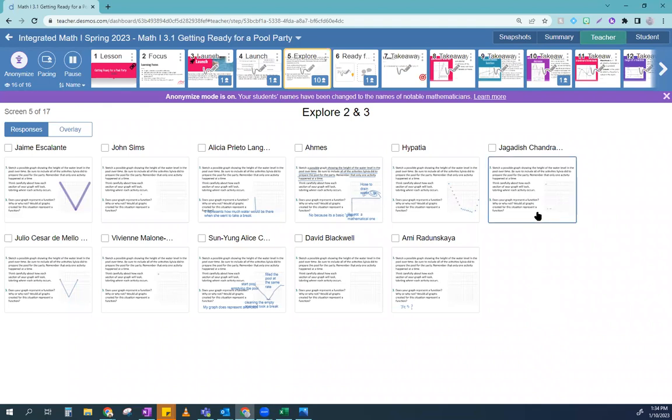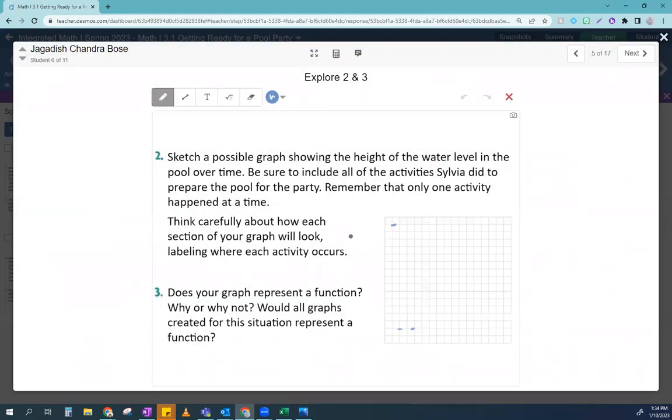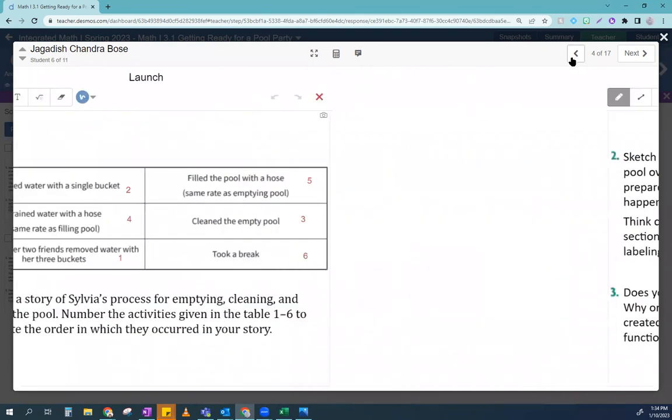So let's do, actually, yeah. So I'm going to choose this person's. No reason why I'm choosing this person's, just because I don't want the graph to influence your decision. So whoever this is, I don't know who Jagadish Chandra Bose is, but I'm going to choose this person.